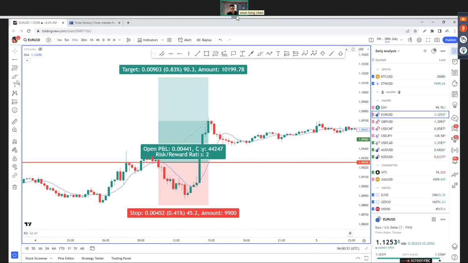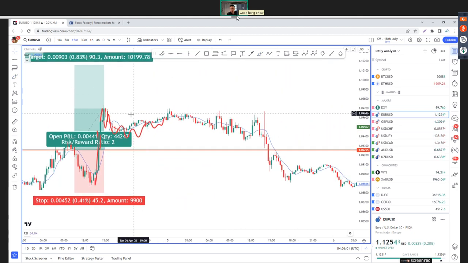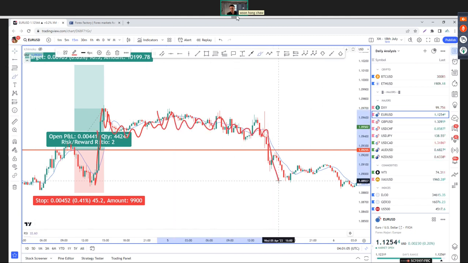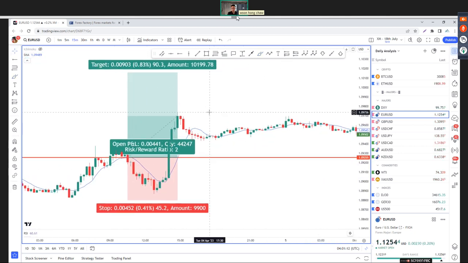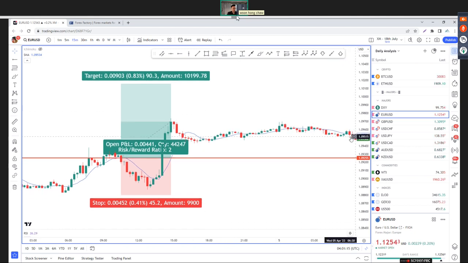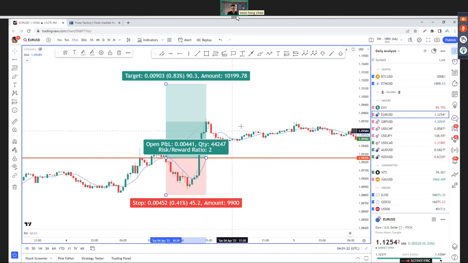Then we can see that price almost hit the stop loss, but went back up and hovered, and then it came down and went down all the way. So this is an example of why you should always follow your same set of rules, and backtest this same set of rules so that you can be consistent with this strategy.